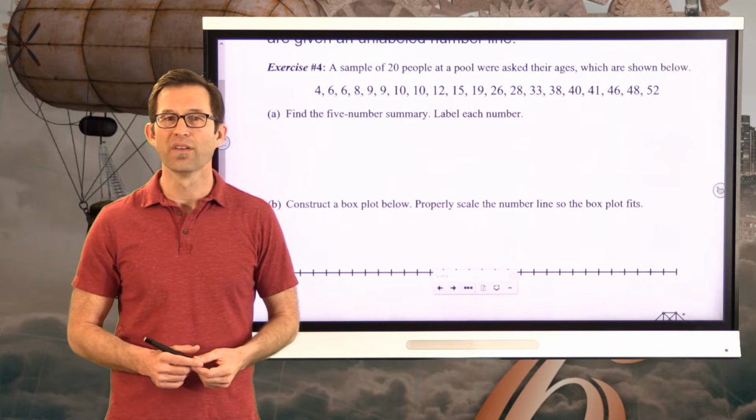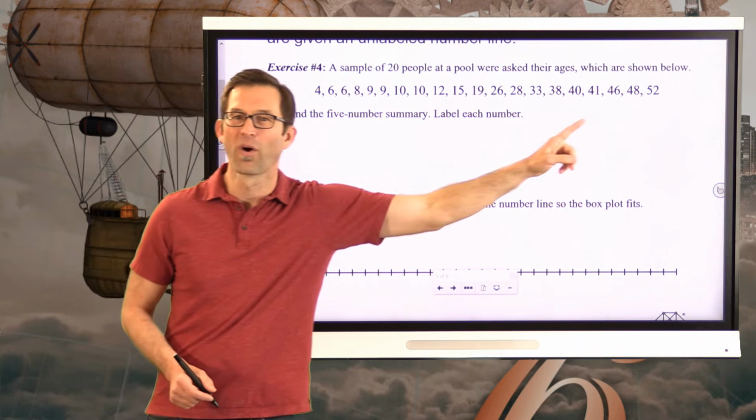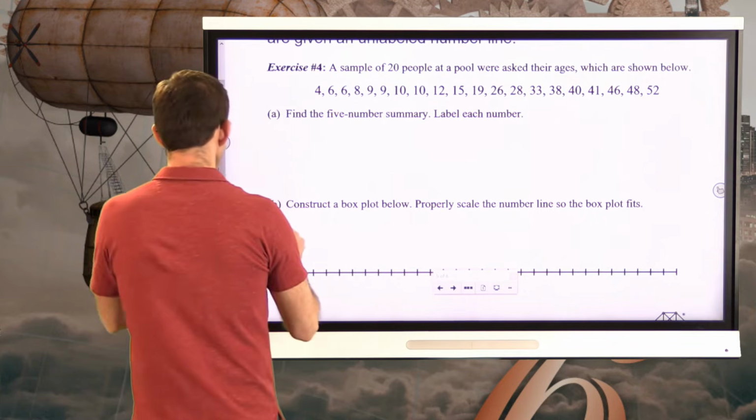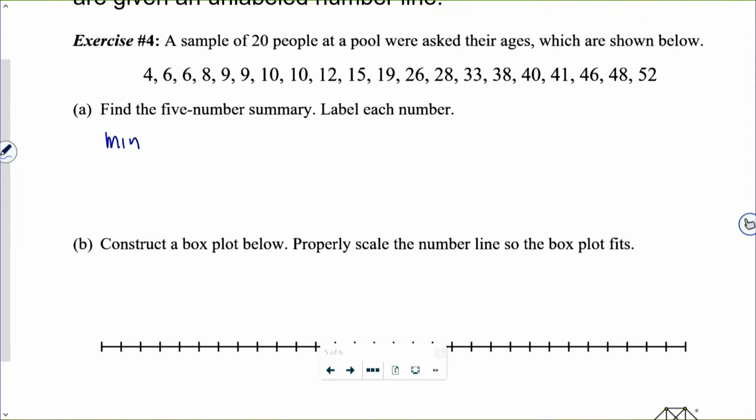All right, well let's tackle the easy ones first. The minimum 4 and the maximum 52. So here we go. Those are 2 of our 5 numbers. So the minimum is equal to 4. The maximum is equal to 52.